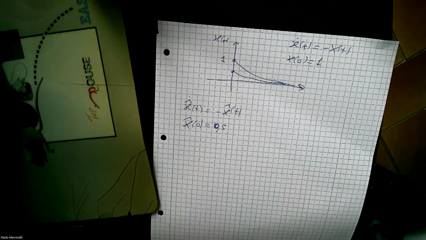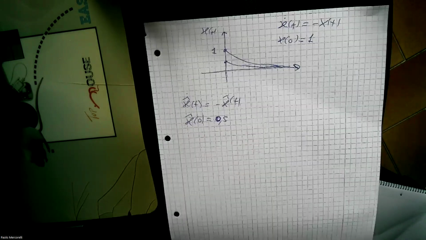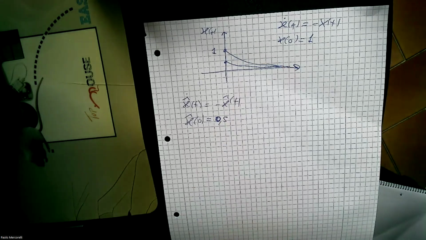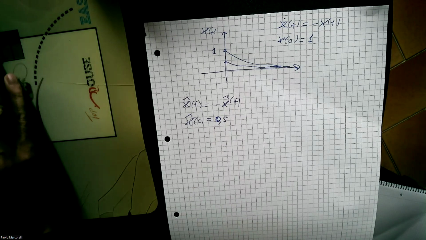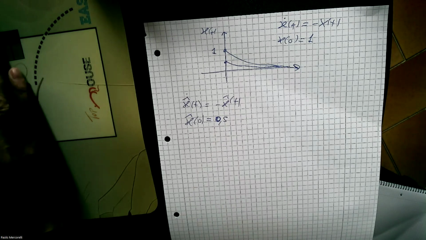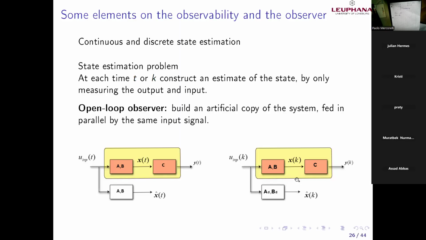The solution means, in our case, the profile of my state. The question is, can I use this open loop observer? No, I cannot use it. Even though I have A and B exactly, assuming that A and B represent exactly the real system, I cannot use it.